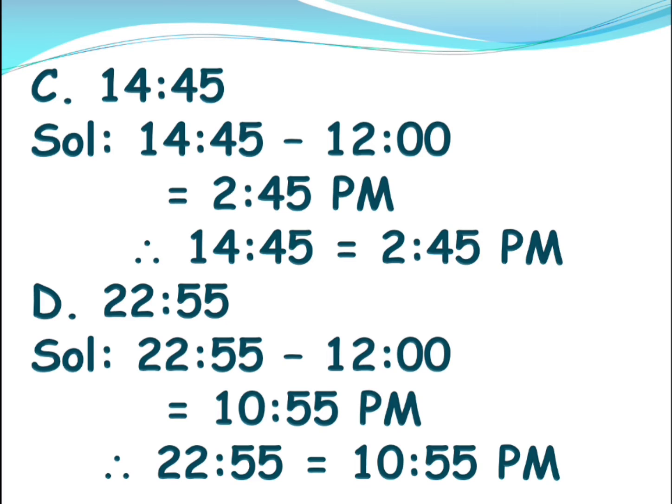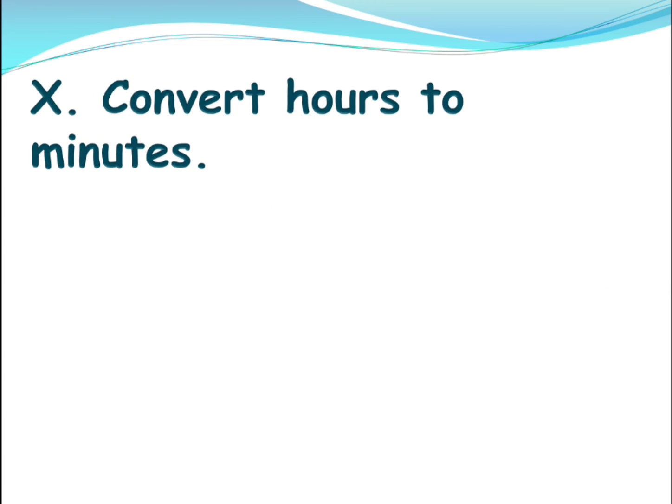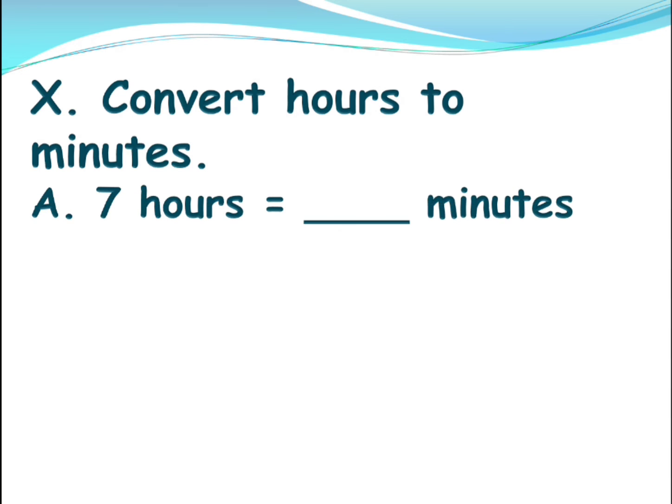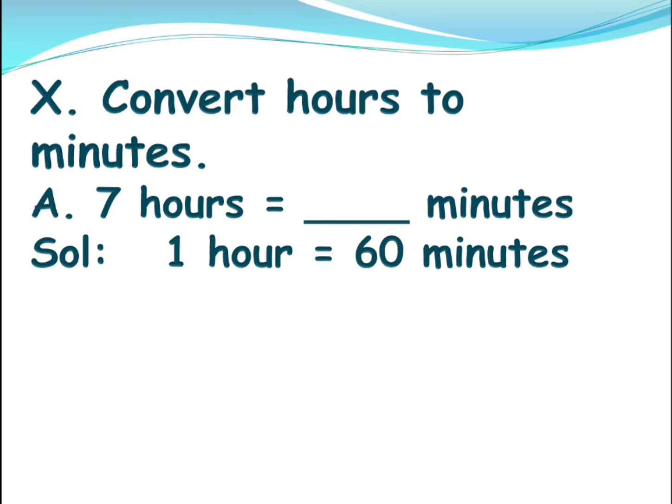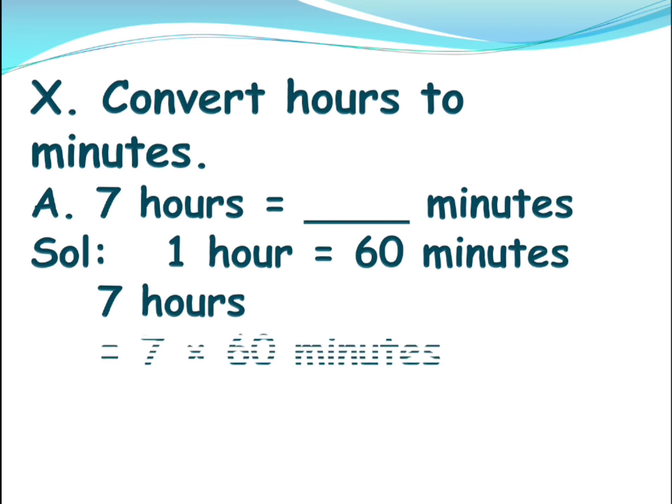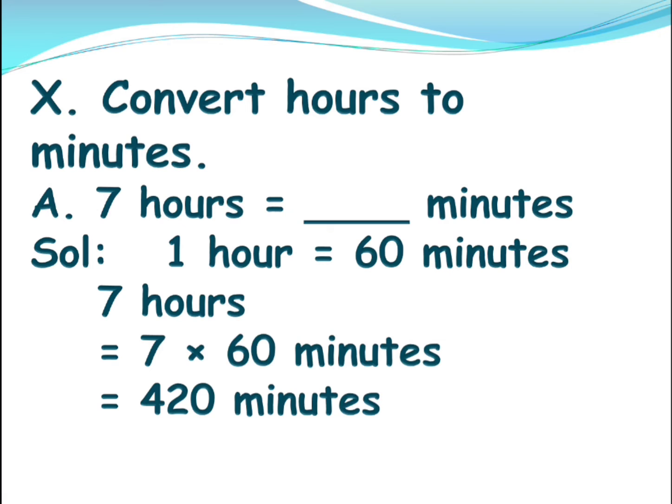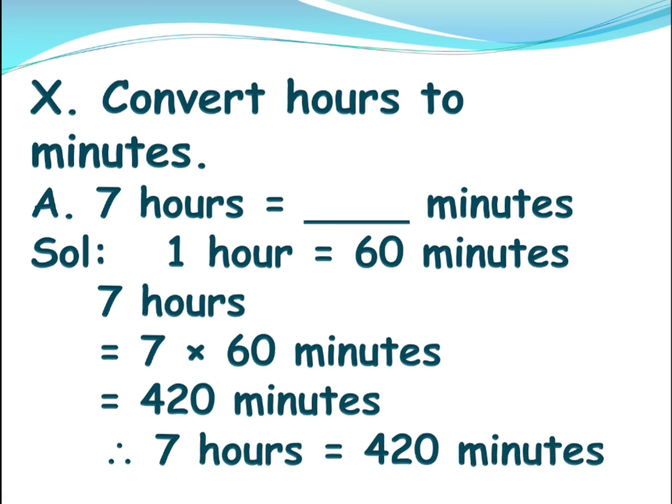Okay, children. Now coming to converting hours to minutes and minutes to hours. Whenever there are hours, you can simply multiply with 60. Why are we multiplying with 60? Because 1 hour is equal to 60 minutes, isn't it? So for the given hours, you will just multiply with 60. 1 hour equal to 60 minutes. So 7 into 60 becomes 420 minutes. That means 7 hours equal to 420 minutes.